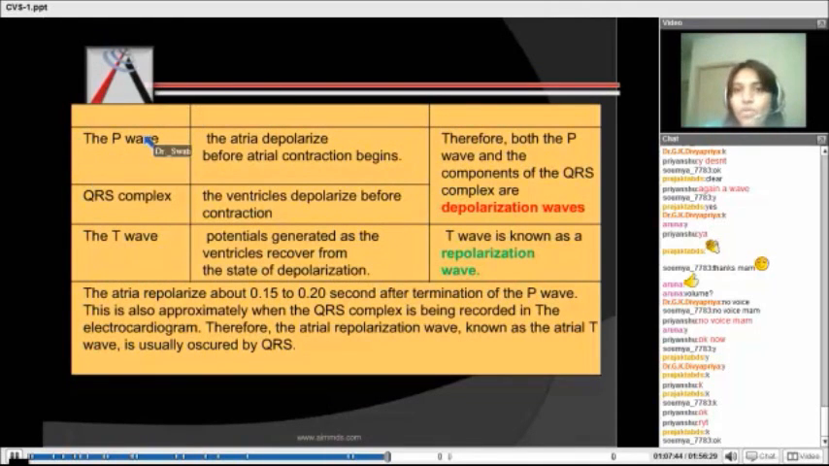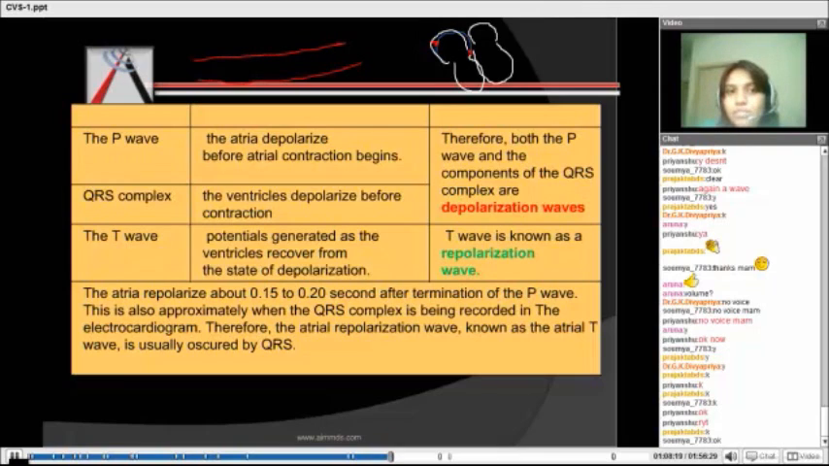The P wave, what does it indicate? It indicates that the atria depolarize before the atrial contraction begins. Now, let's have the diagram again. The atria and the ventricle. The SA node and the AV node.